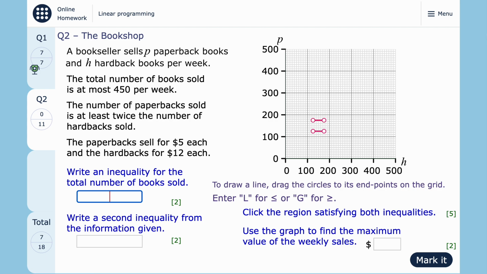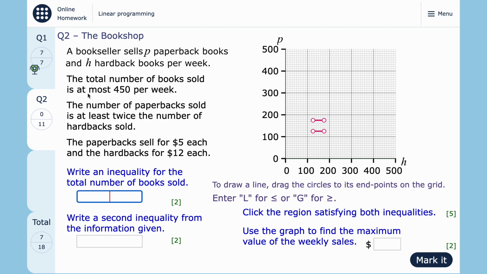Question 2 from MyiMaths. A bookseller sells P paperback books and H hardback books per week. The total number of books sold is at most 450 per week. The number of paperbacks sold is at least twice the number of hardbacks sold. The paperbacks sell for $5 each. The hardbacks sell for $12 each. Write an inequality for the total number of books sold.